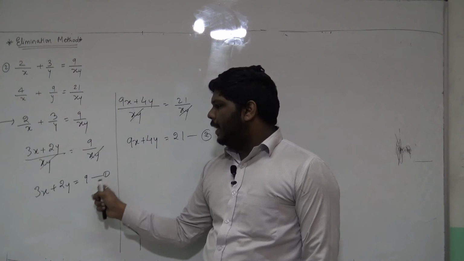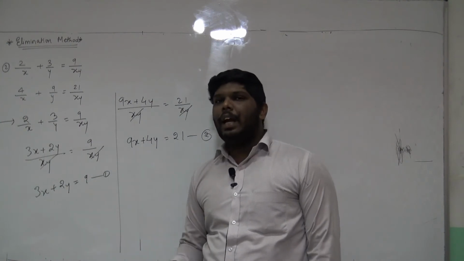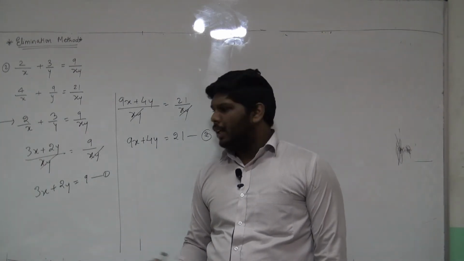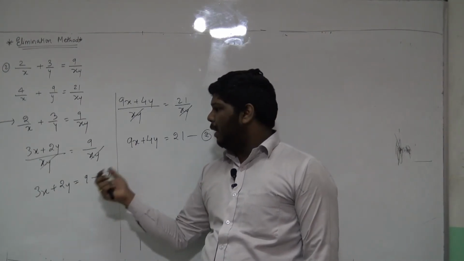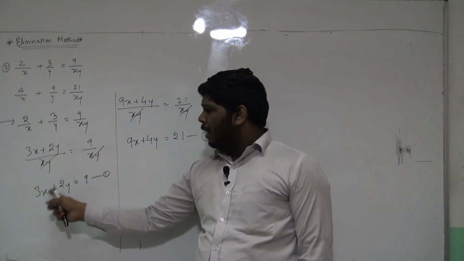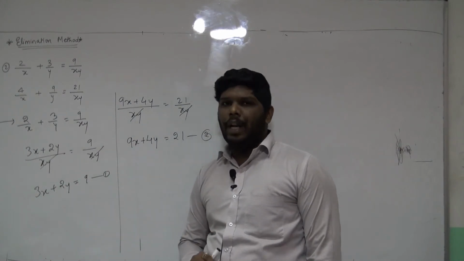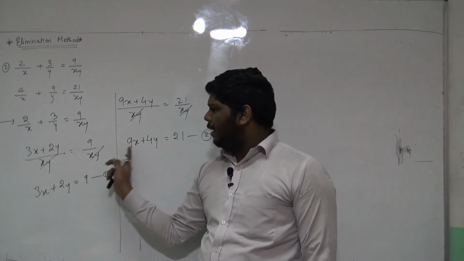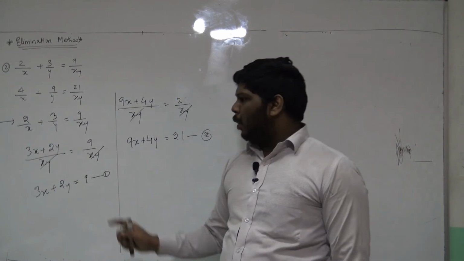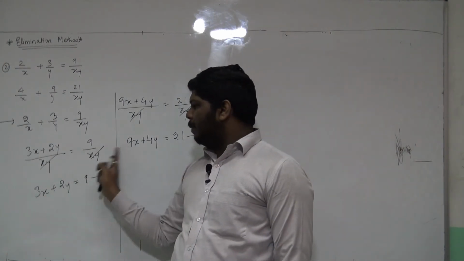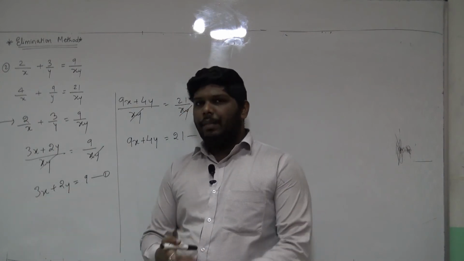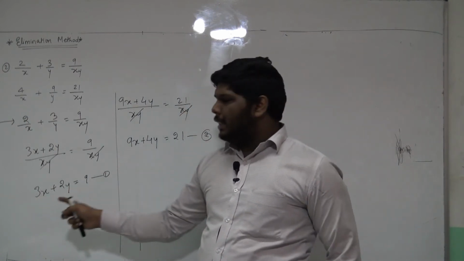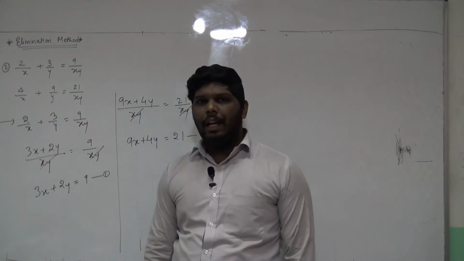Now in this first and second equation, again you have to decide which term you are going to eliminate. In this case, if you want to eliminate x, that is okay. If you want to eliminate y, that is also okay, because no one is having the coefficient as 1. So let us decide here that we will eliminate x. Now to eliminate x, we know that the LCM of 3 and 9 is 9, correct?